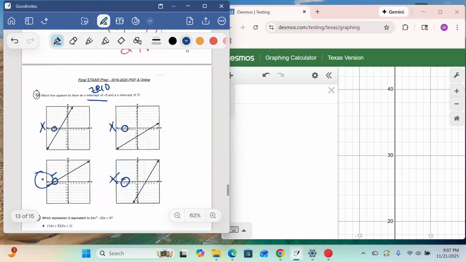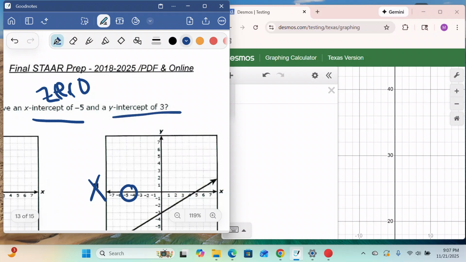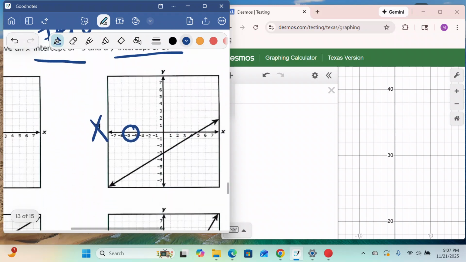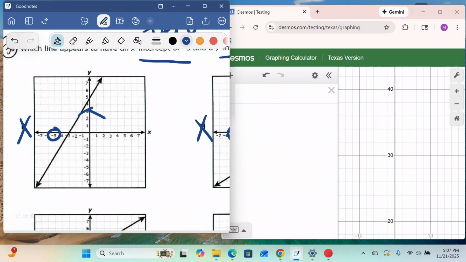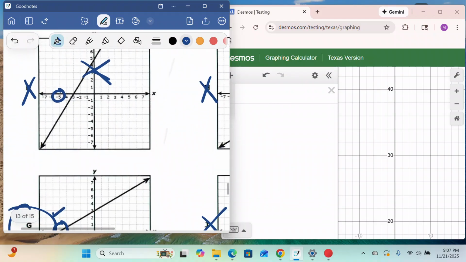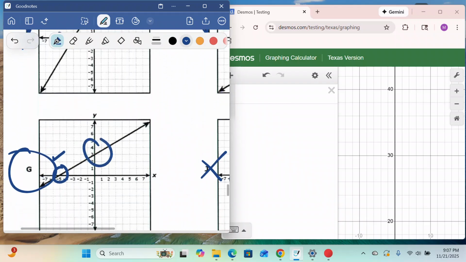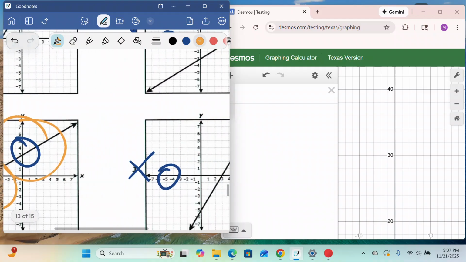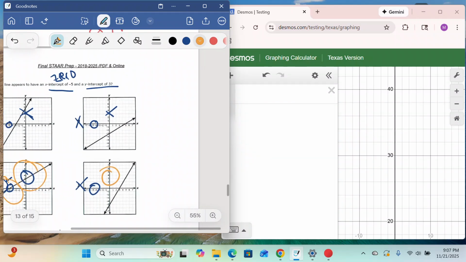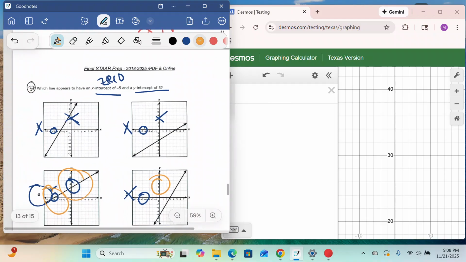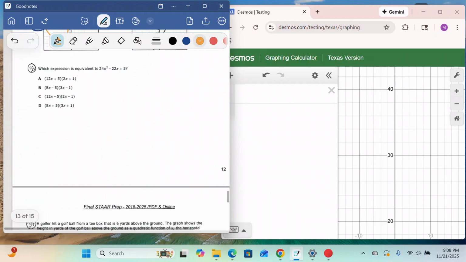Now, I want to check it to be sure that's right. They also tell me that my y-intercept is 3. This one doesn't have a y-intercept of 3. This one doesn't have a y-intercept of 3. This one does have a y-intercept of 3. If you look at this in orange, that's a y-intercept, and that's an x-intercept, or a 0. This one does not have a y-intercept, right there, of 3. So again, the correct answer choice is G.